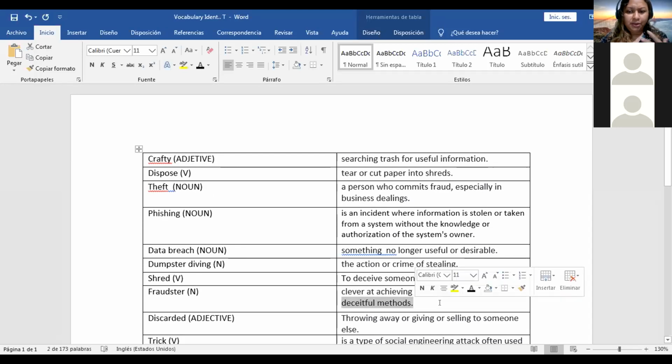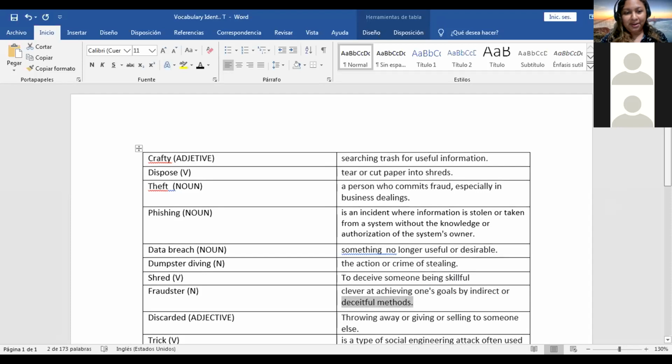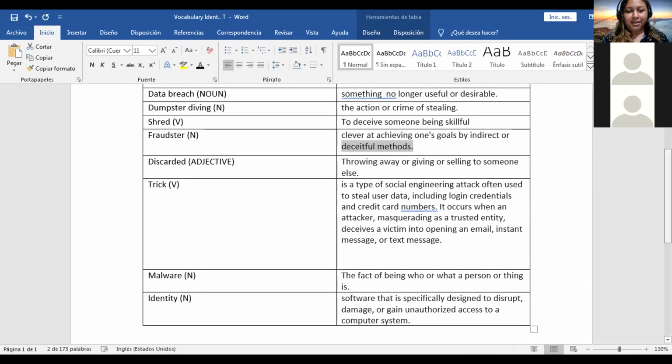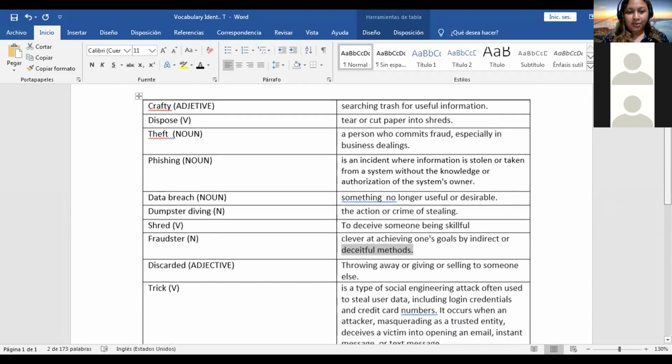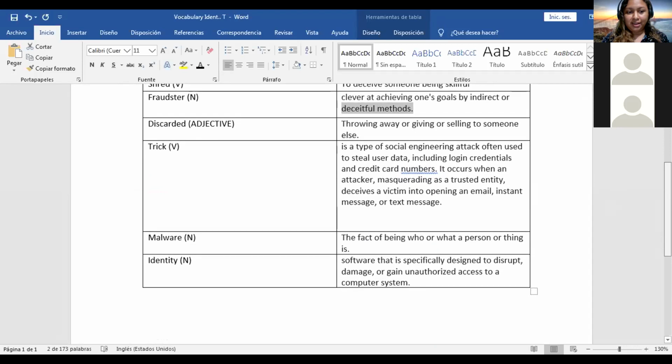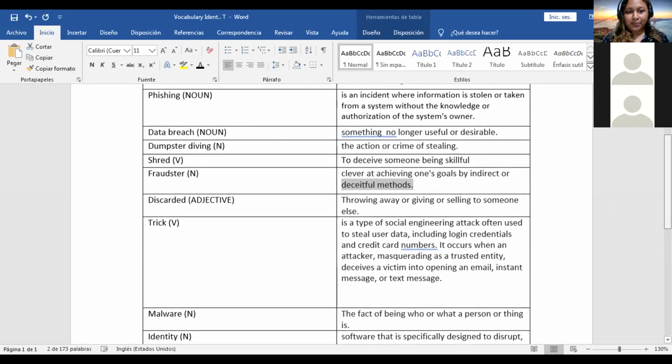What do you understand by deceitful methods? It is not a good way to do things. Okay, so you're lying to people, tricking people to get what you want. Very good. Now, questions about the vocabulary over here? No questions so far? Okay.